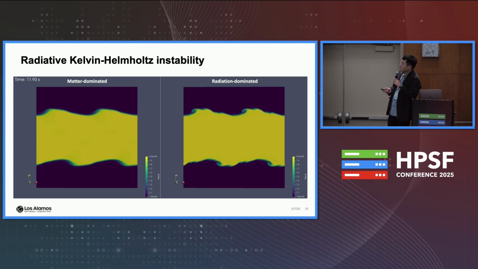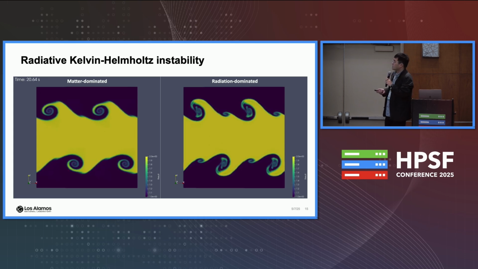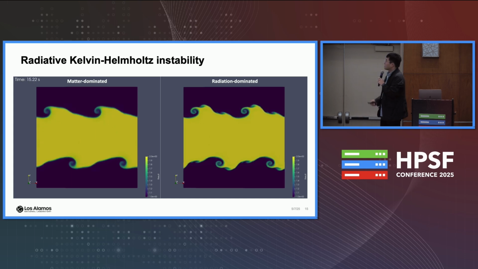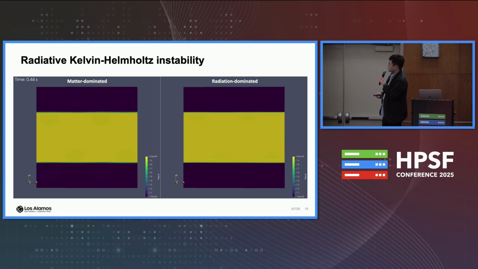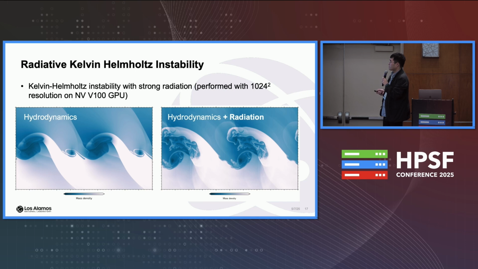That's one famous hydrodynamical instability test problem, called the Alamos instability. The left-hand side is easy to think of as just matter. On the right-hand side, we now have some strong radiation. As you can see, on the right-hand side there is much more of an inspiral, or a spiral arm, building up. That's the interesting phenomenon. And we run at really high resolution, 1024 squared, on the V100 GPU.